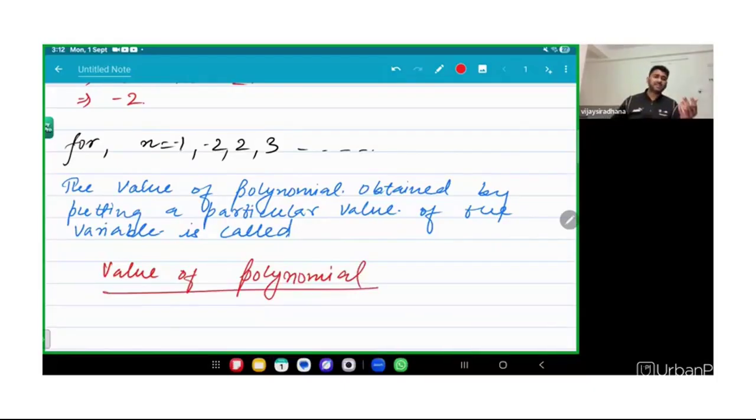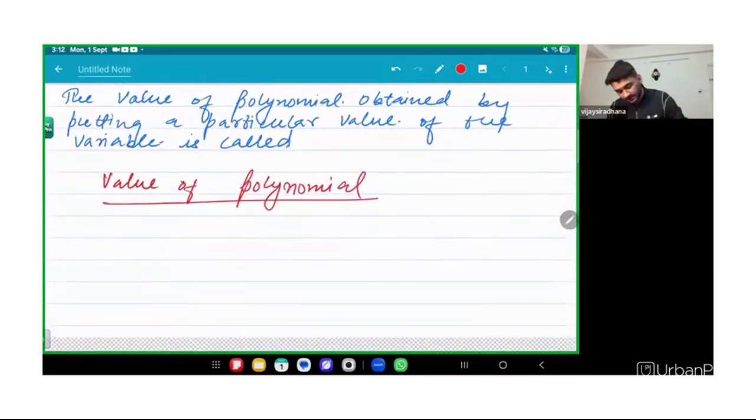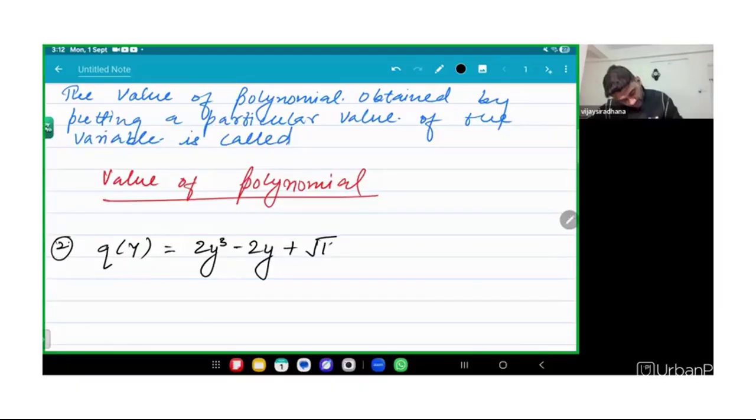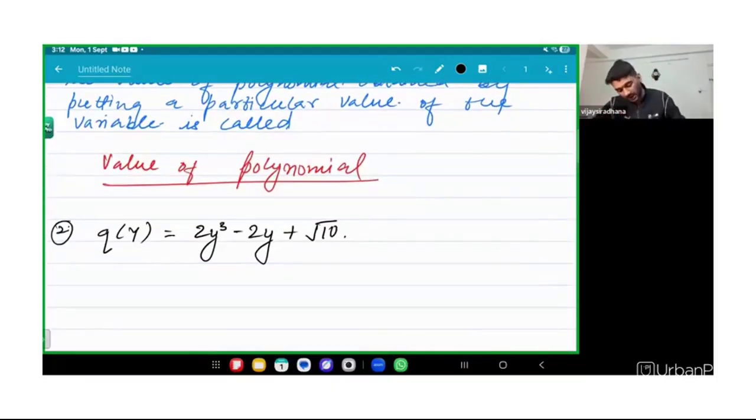Now let's see other examples. Example number 2: suppose q of y is the polynomial 2y cube minus 2y plus root 10. Now I want the value of this polynomial at y equals 2.